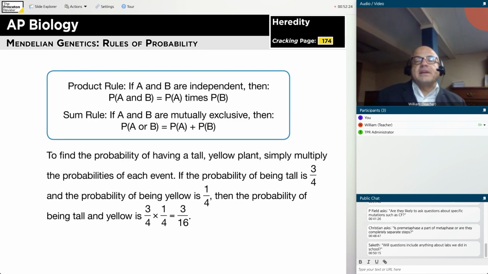And the basic idea of probability: if you have the probability of two things that are independent, the probability of this and that, you would multiply the two. And then there's mutual exclusivity in terms of that. So if you have a tall yellow plant, you simply multiply the two probabilities. You need the probability of tall and the probability of yellow, and then multiply those two together. So that's the idea, and this is the multiplication part.